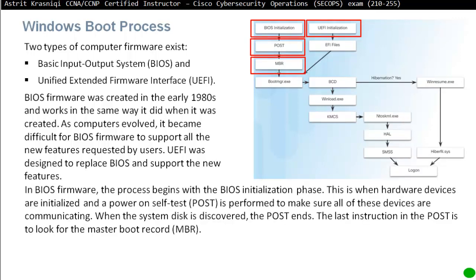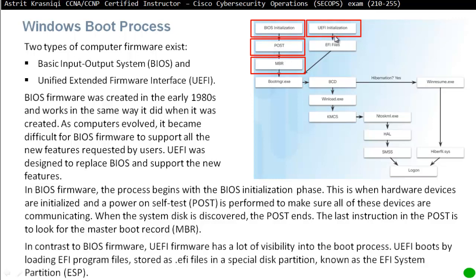In BIOS firmware, the process begins with the BIOS initialization phase. This is when the hardware devices are initialized and the power on self test is performed to make sure that all devices are communicating. When the system disk is discovered, the POST ends, and the last instruction in the POST is to look for the master boot record, MBR. So with BIOS, we have a BIOS initialization first, and then the BIOS will load POST, power on self test, to make sure that all devices are communicating and working. And once they finish with the POST, the last step is to load the master boot record.